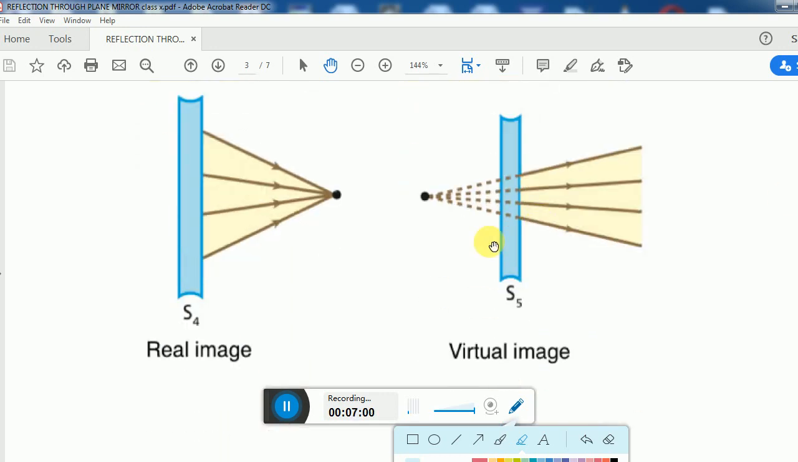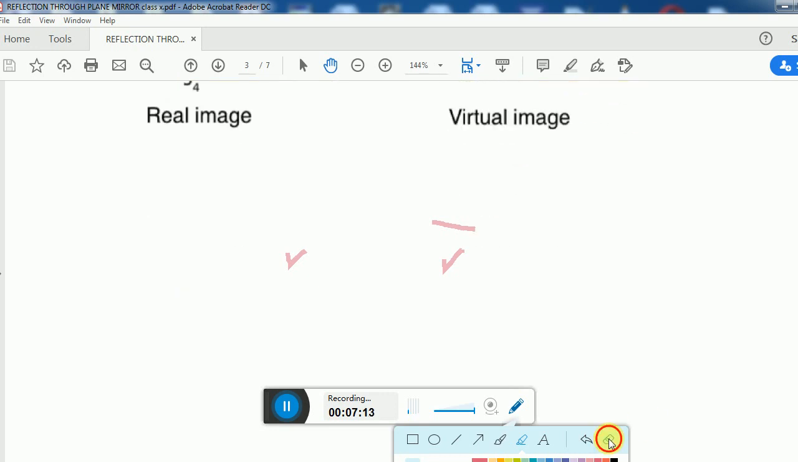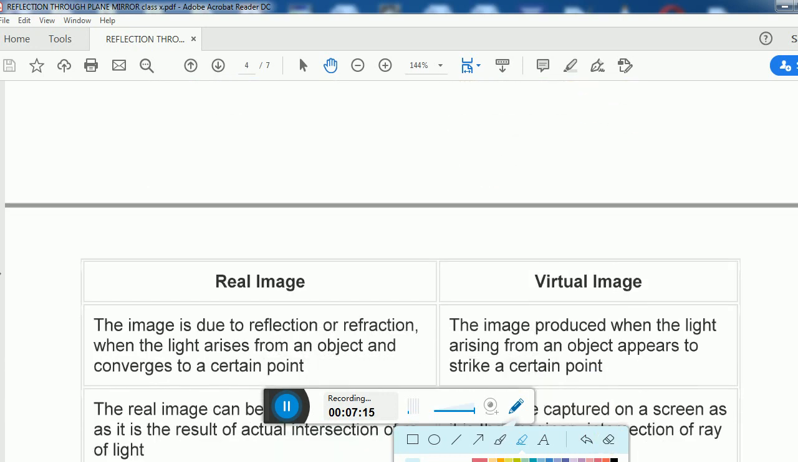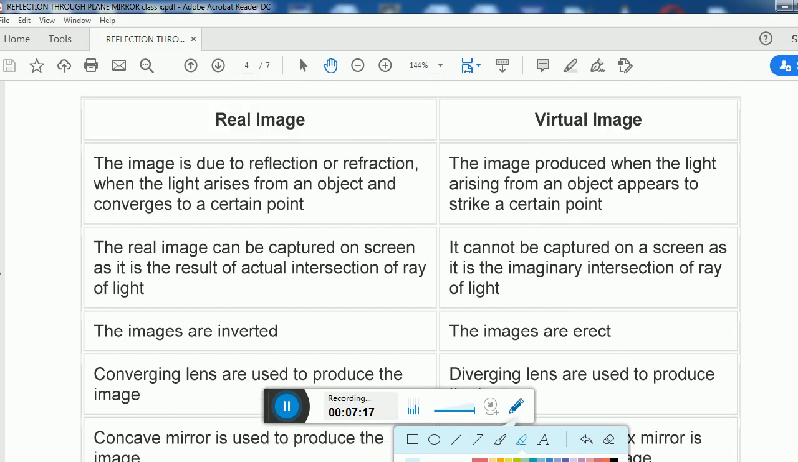Now here see, this is called the real image, and again you see this is called the virtual image. Same thing. Now when the virtual comes, you have to draw with dotted lines. Now next diagram we'll go. Next thing, there is a difference between the real image and the virtual image. So what is written here? The image is due to reflection or refraction. Refraction I will tell you later, but think about the reflection now.